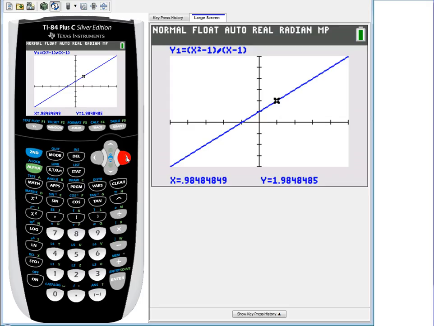And we missed it, didn't we? We stepped over the hole. That's okay. That's just because those little increments were not conveniently spaced for us. But that's usually going to happen. I think trace is fairly worthless, honestly. There's a better way to do this.